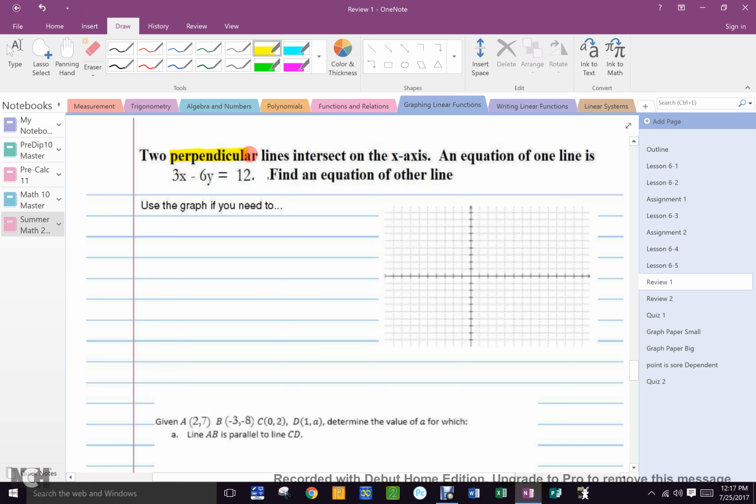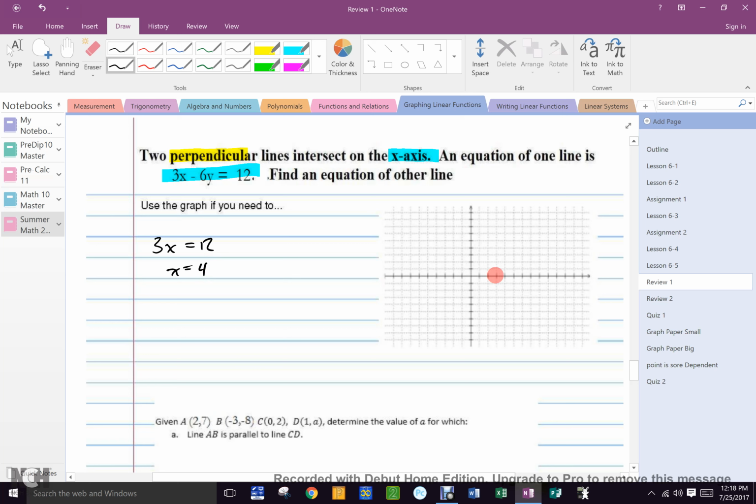Two perpendicular lines. That tells you something about their slopes. They intersect on the x-axis. That tells you something else. Those lines are going to cross somewhere on the x-axis. So if you know one x-intercept, do you know both? Yes. That's one of the equations. So if you want to, you can use the graph, but you don't need to. You also know that if x is 0, or sorry, y is 0, because you want the x-intercept, x equals 4. So you have 3x equals 12, x equals 4.